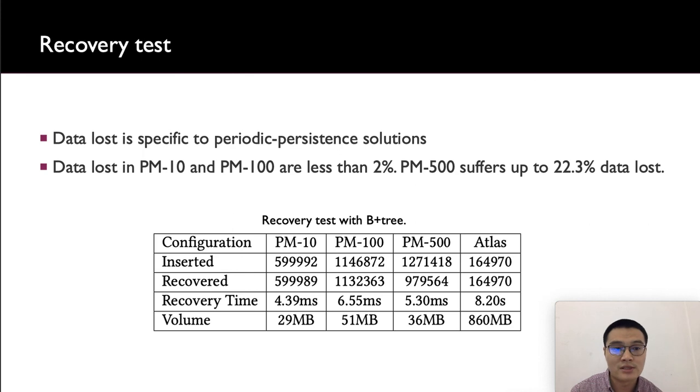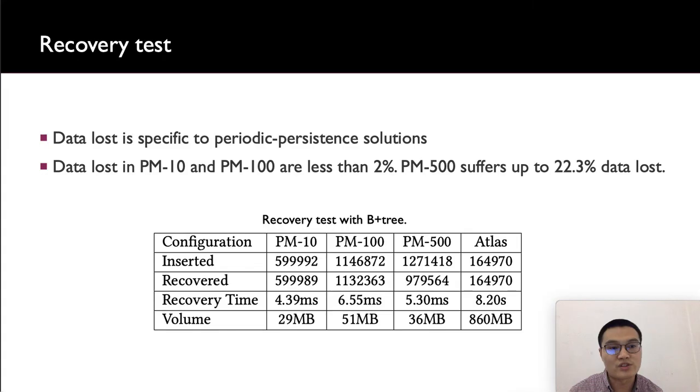Here, the data loss denotes the elements that were buffered in DRAM and failed to reach persistent memory before the crash. Data loss is specific to PMthreads because PMthreads persists buffered content at timed intervals, whereas Atlas presents zero data loss here. Considering the recovery test over B+ tree, we observe up to 22.3% data loss in PMthreads, with the time interval configured as 500 milliseconds, while for PM10 and PM100, the data loss is less than 2%.